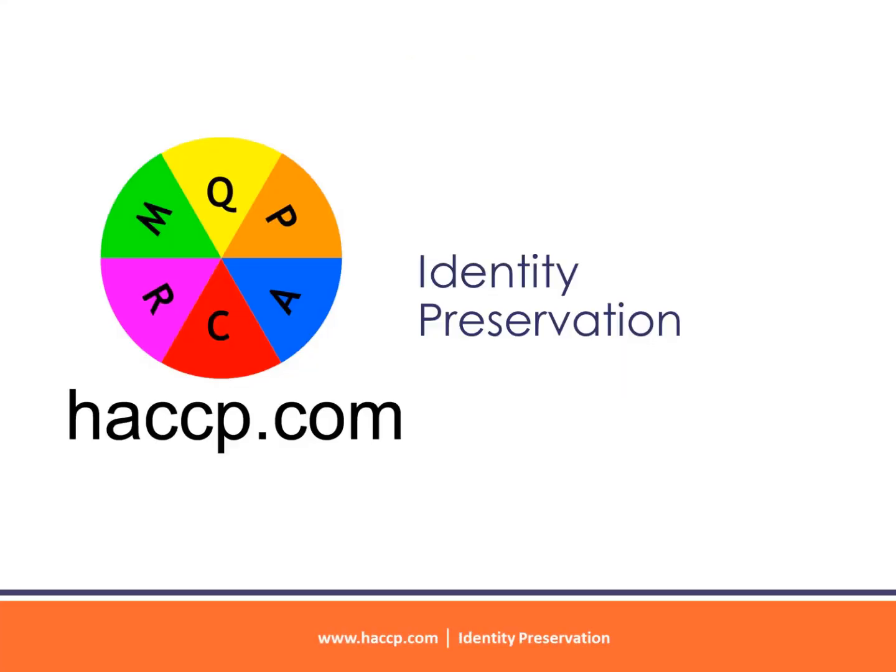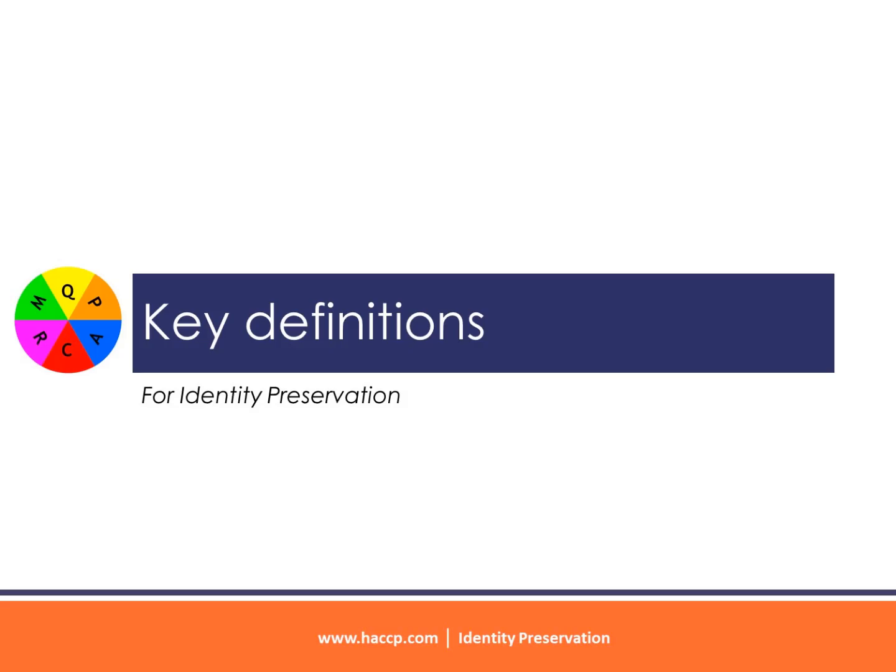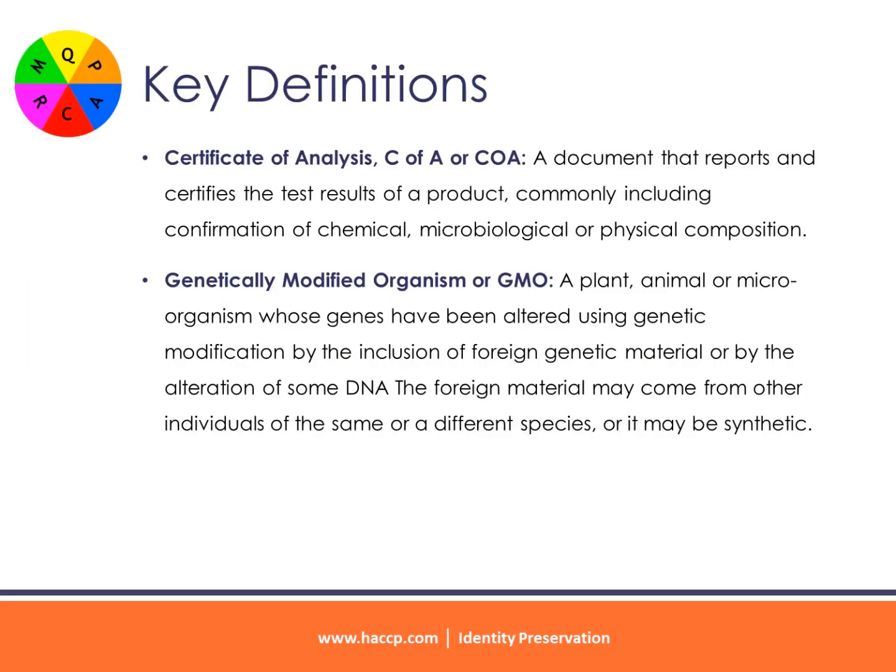Identity preservation. Key definitions for identity preservation. Certificate of Analysis, C of A or COA: a document that reports and certifies the test results of a product, commonly including confirmation of chemical, microbiological or physical composition.